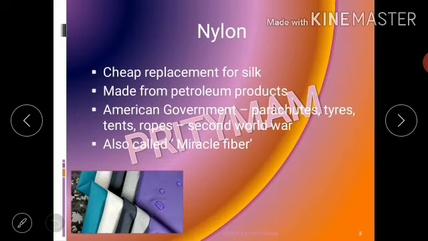The next synthetic fiber that I will teach you is nylon. Students, nylon was invented as a cheap replacement for silk. It is made from a petroleum product. The American government used nylon to make parachutes, tires, tents, ropes in the Second World War. And it was called the miracle fiber.